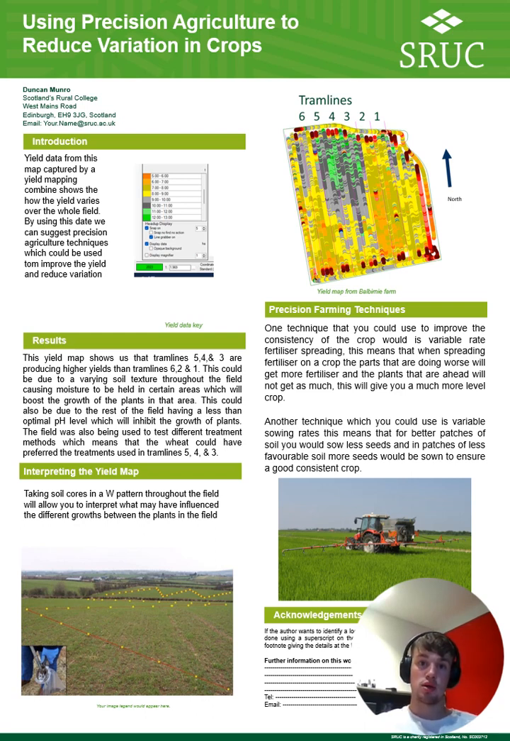I've also said another technique which you could use is variable sowing rates. This means that for patches of higher quality soil, you could sow less seeds, and for patches of less favorable soil, you'd sow more seeds to ensure that you get a good consistent crop with less variation. As a higher seed rate will just ensure that you get enough plants in the less favorable areas.